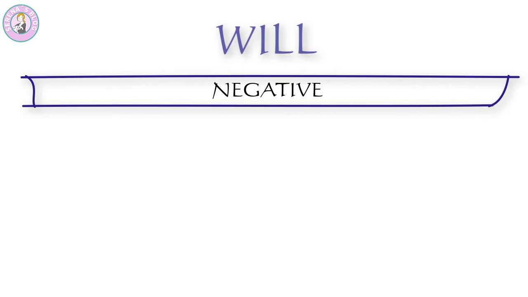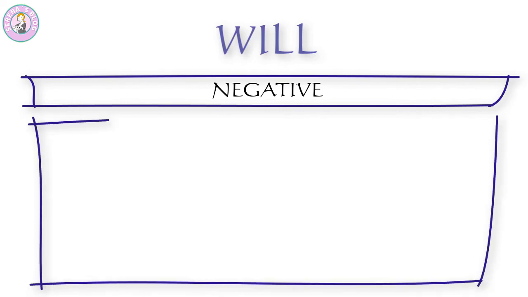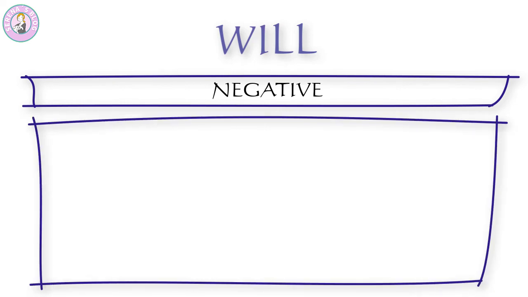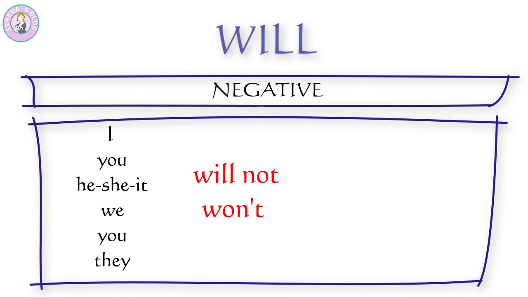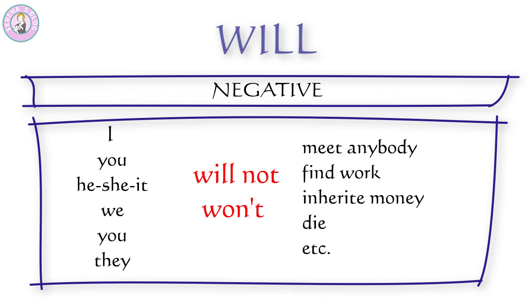The negative form is I, you, he, she, it, we, you, and they, plus will not or won't if we choose to contract, and the verb phrase like I will not meet anybody. He, she will not find work. We won't die, etc.